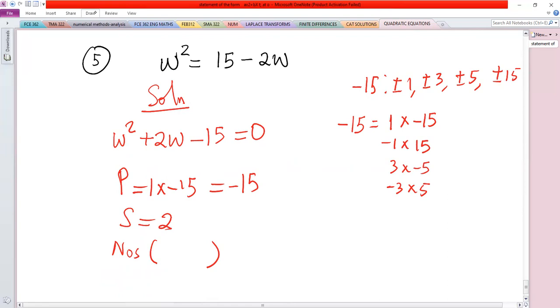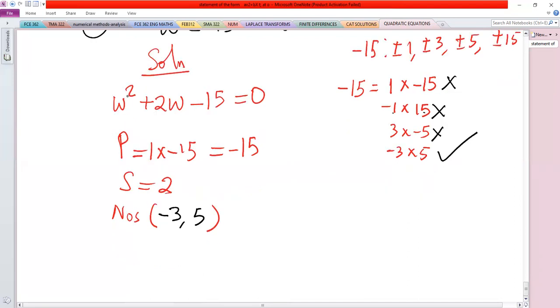Now we identify the pair that will give us a sum of 2. Now 1 plus minus 15 cannot work. Minus 1 plus 15 cannot give us a sum of 2. 3 plus minus 5 cannot give us a sum of 2. This is minus 2. So minus 3 and 5 is what will give us a sum of 2. So the numbers are minus 3 and 5.